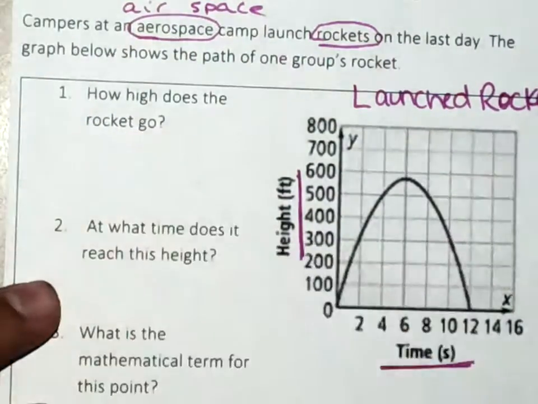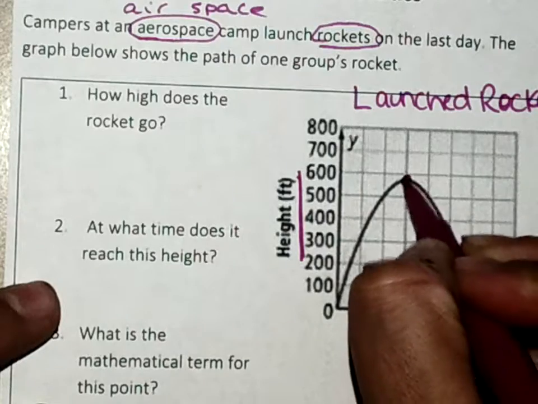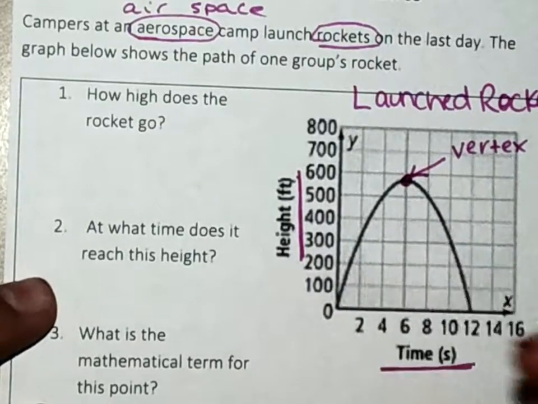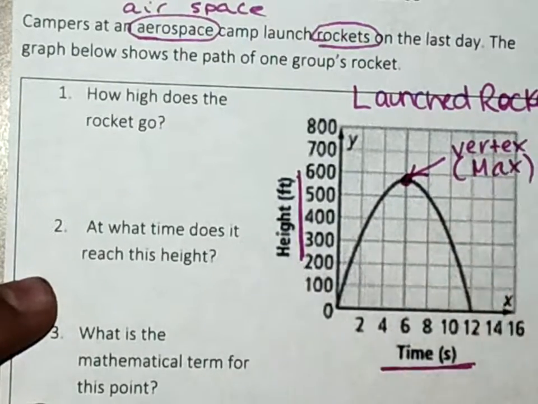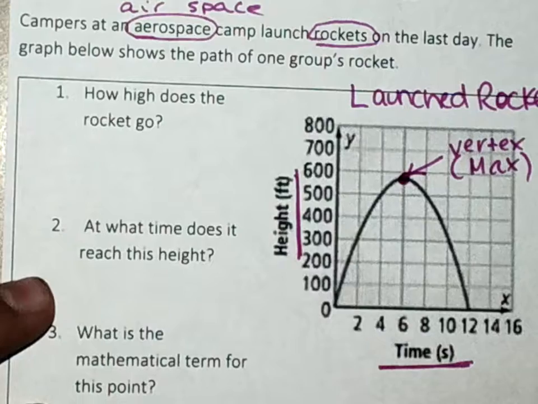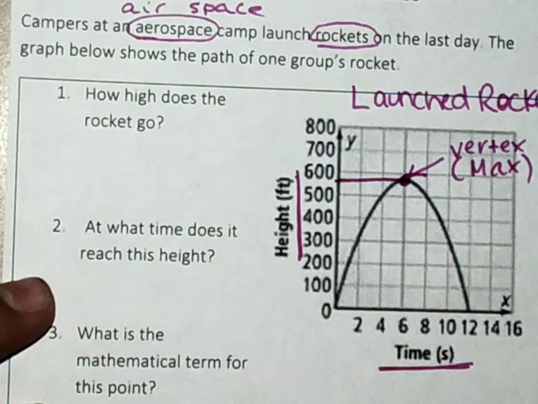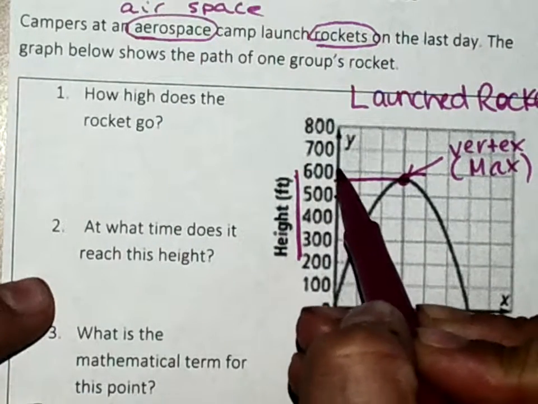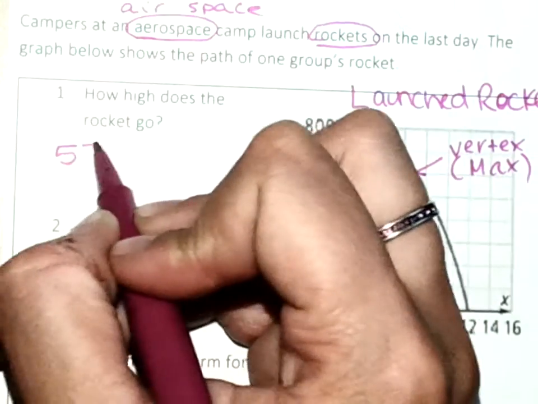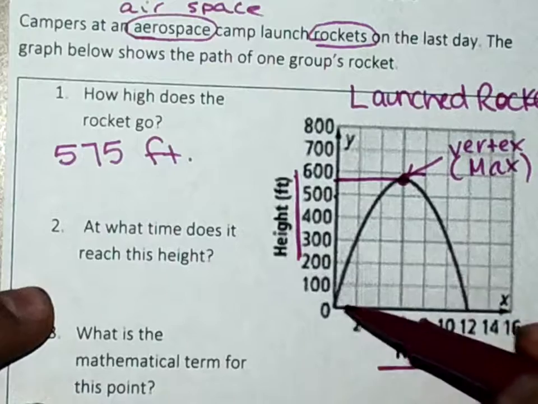So number one says, how high did the rocket go? Well, I know that my vertex or maximum tells me the highest point on the graph or the lowest point. In this case, it's going to be the highest point on our graph because it's concave down. So the highest point on the graph corresponds with, we'll say 575, because in between 500 and 600, we're a little bit above the halfway point, so I'm just going to say 575. That's an estimate. It doesn't have to be accurate. So now that's the highest that the rocket has been launched.